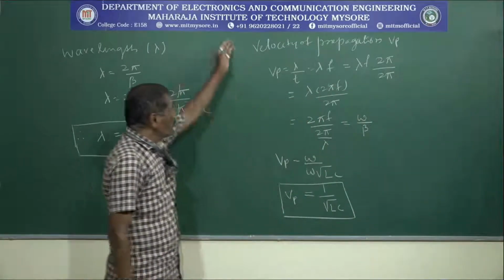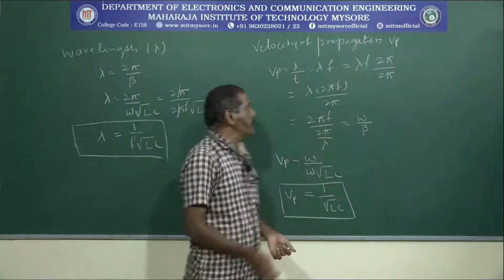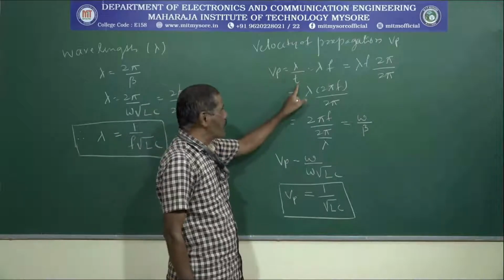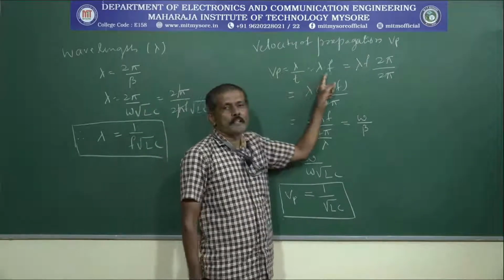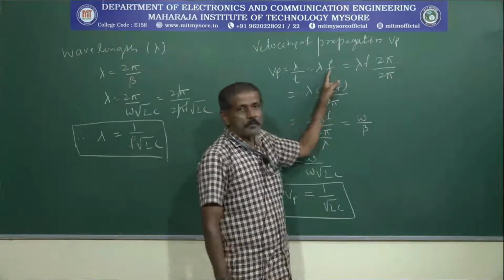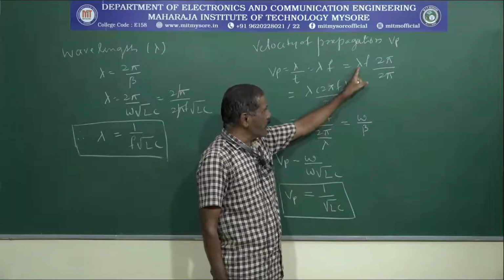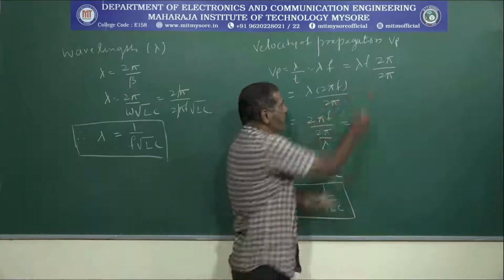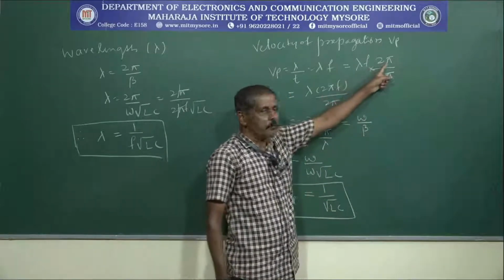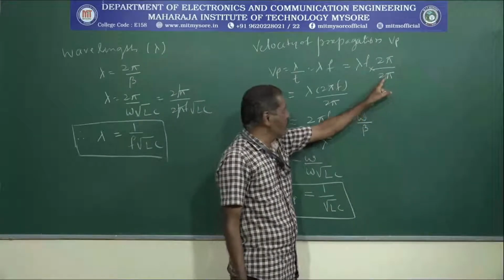Let us consider one more parameter, that is the velocity of propagation, Vp. The velocity of propagation is calculated by lambda divided by T. This you can write as lambda into f, because 1 by T is equal to f. Now, to simplify this equation further, we will write this lambda into f as it is. Then I am multiplying it by 2 pi and dividing it by 2 pi, so the value of the equation remains the same.